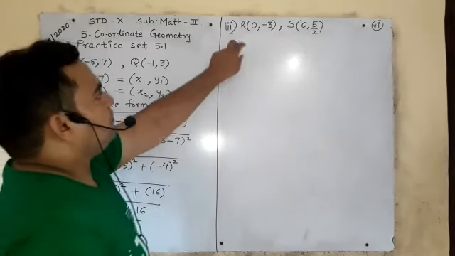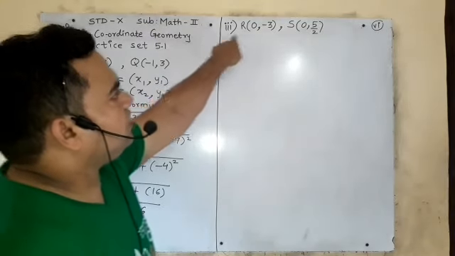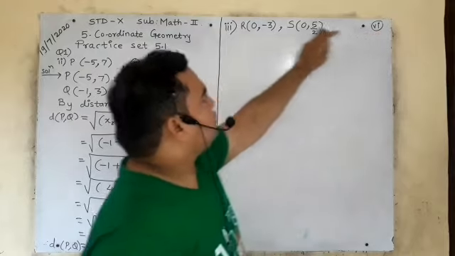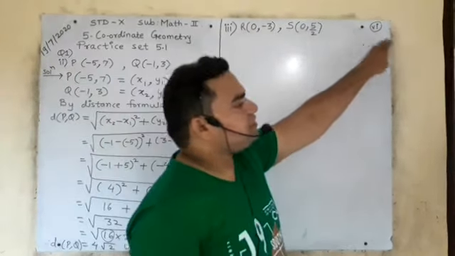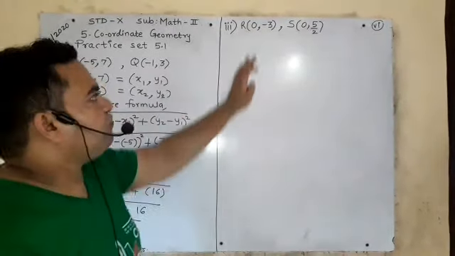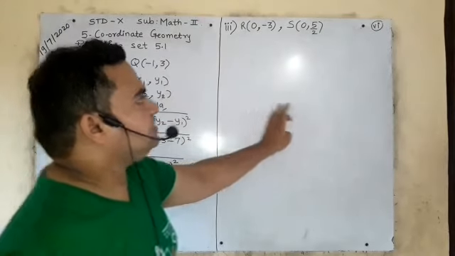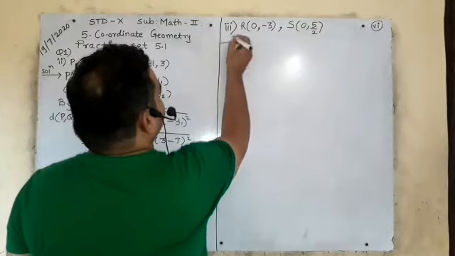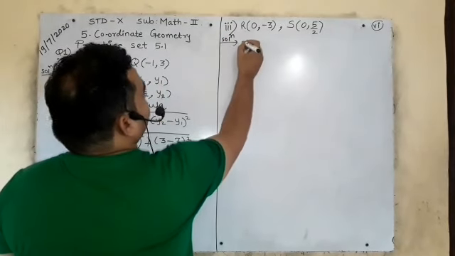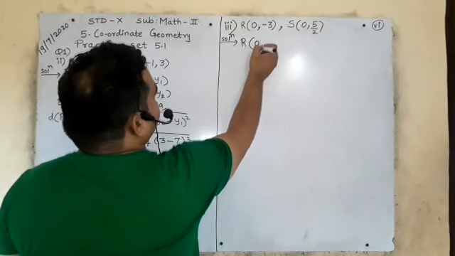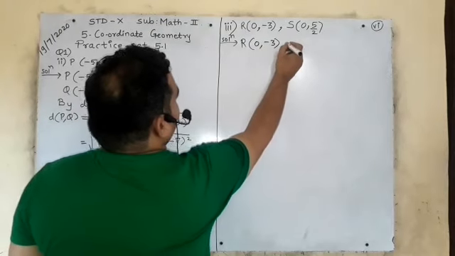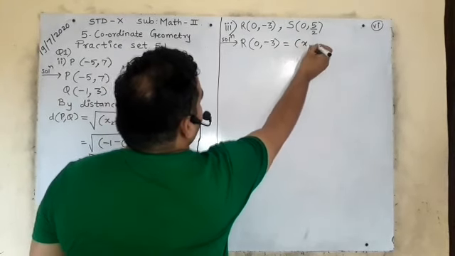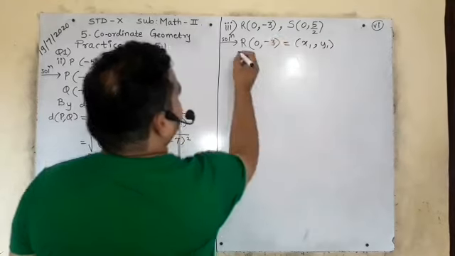Now see here, question number 3. Question number 3, and I have written here 6, because question number 3 and question number 6 are the same. You have to focus over here. You will understand this, then the 6th one you will solve on your own. Now listen, we will write the solution first. We will write point R is having two coordinates, 0 and minus 3, which is equal to x1 and y1. Is it clear? Now take S.